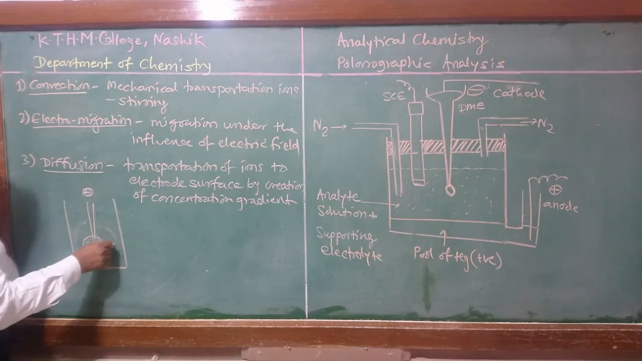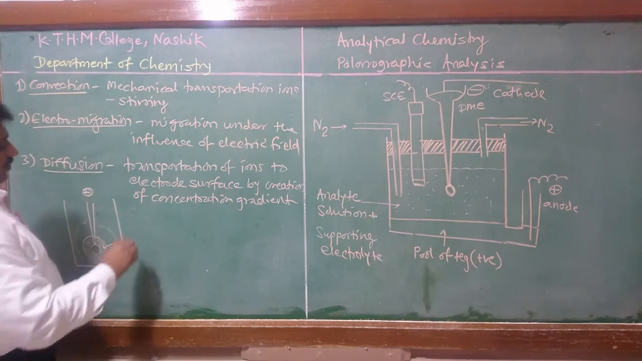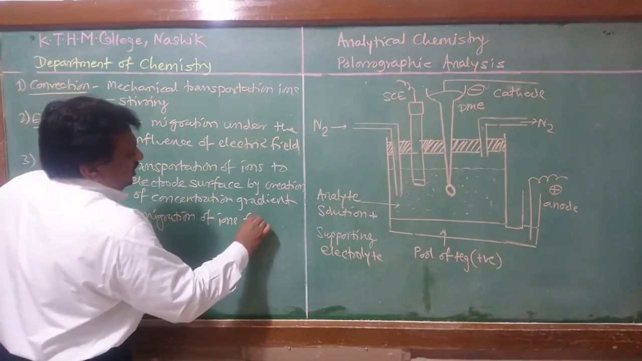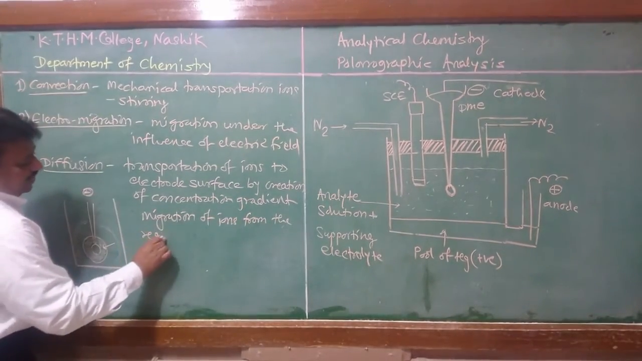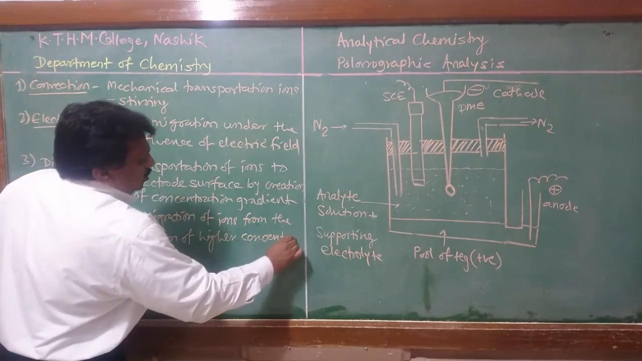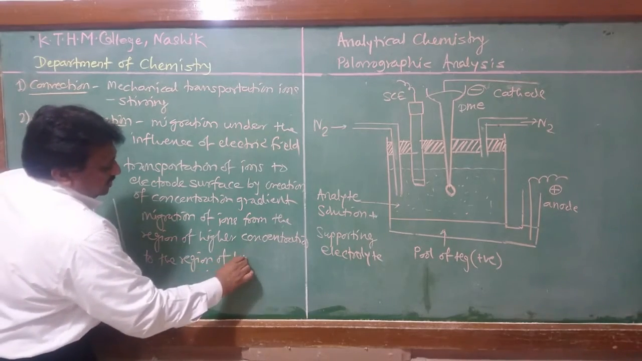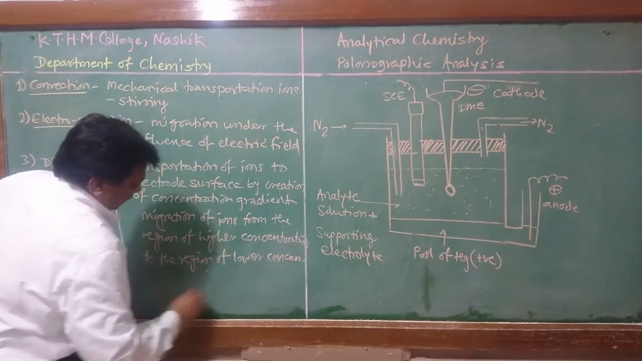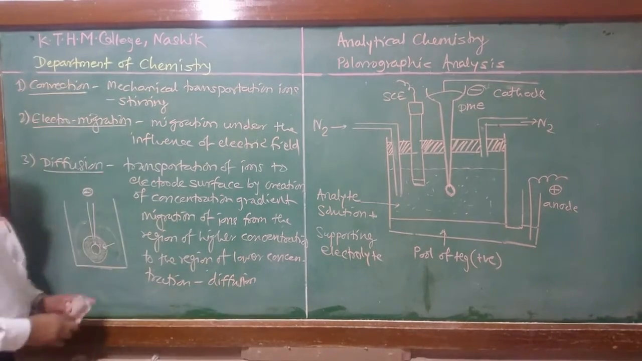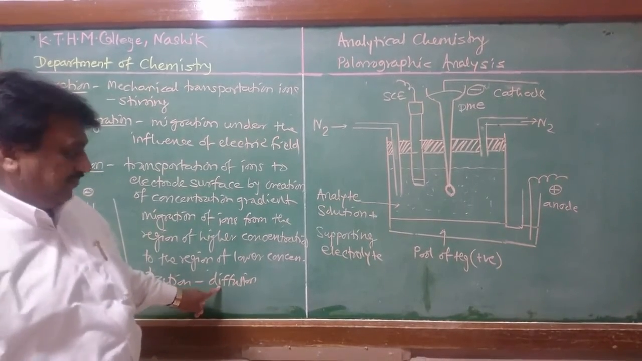When ions migrate from the region of higher concentration to the region of lower concentration, that process is called diffusion. Therefore, in polarographic analysis, diffusion is the phenomenon that controls the transportation of ions to the electrode surface.